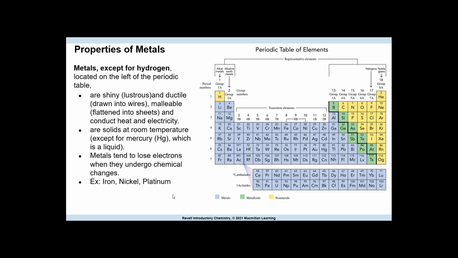Okay, so properties of metals. Metals have different properties compared to nonmetals. Metals are shiny. Now this is just general terms. Some metals are different than others, but most of them are shiny. Think of gold, think of silver. Ductile. Ductile means drawn into wires. Remember, we use electricity in our homes. We're using wires. Those are metals. Malleable, flattened into sheets. We can hammer them into flattened sheets. They conduct heat and electricity. They are solids at room temperature.